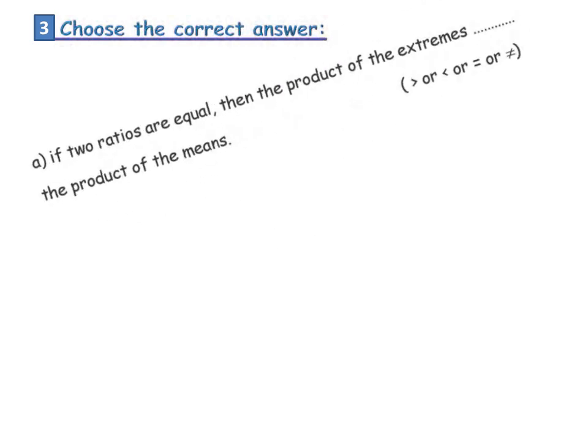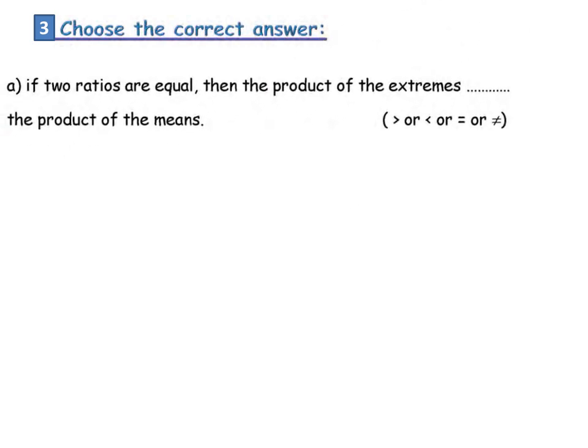Another exercise, number 3. Choose the correct answer. Number 1. If two ratios are equal, then the product of extremes equals the product of means. As we know, the property of proportion is that the product of extremes is equal to the product of means. So we will choose the third choice. It will be equal. Okay.